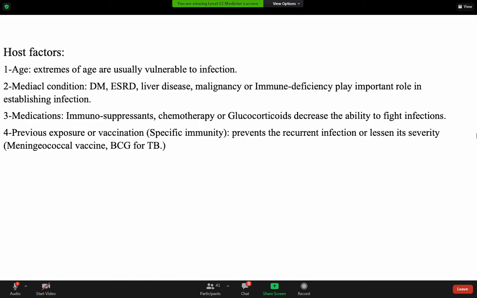Host factor. Age is very important. Extremes of age are usually vulnerable to infection. Pediatric and old patients have more risk for infection. Medical conditions are very important: diabetes, end-stage renal disease, liver disease, malignancy, immunodeficiency, all of that. Medication like immunosuppressive medications and chemotherapy, previous exposure or vaccination as well.